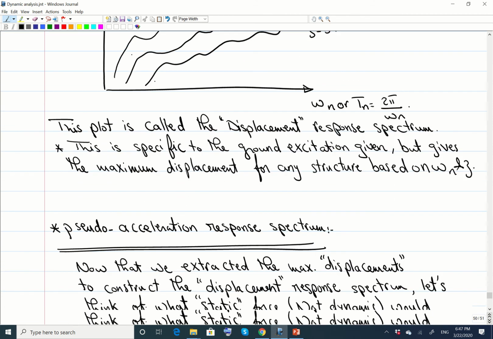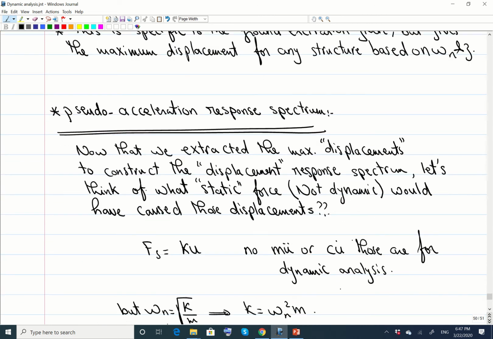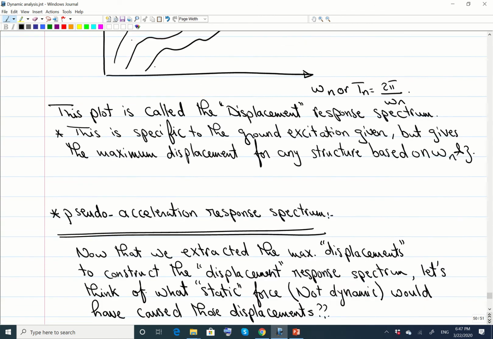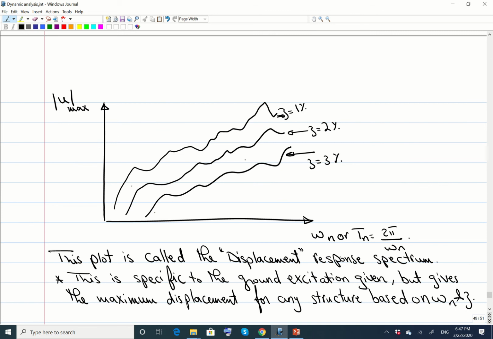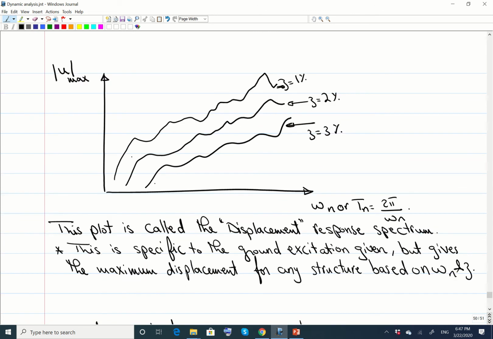So now, once we understand what the displacement response spectrum means, we're going to have another response spectrum that we can construct. It's called the pseudo acceleration response spectrum. Once we know this maximum displacement as a function of omega n or Tn, let's ask the question: how much would be the static force, not the dynamic force? We got the dynamic force from the dynamic analysis, but if we're doing static analysis, what would be the static force that would cause this displacement u maximum?